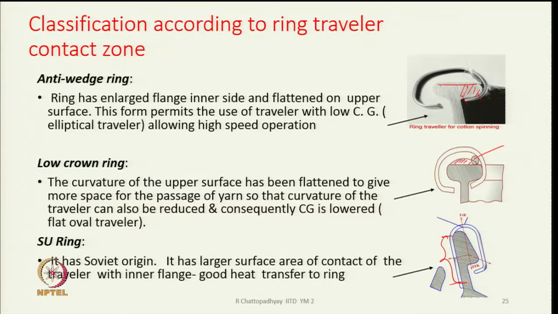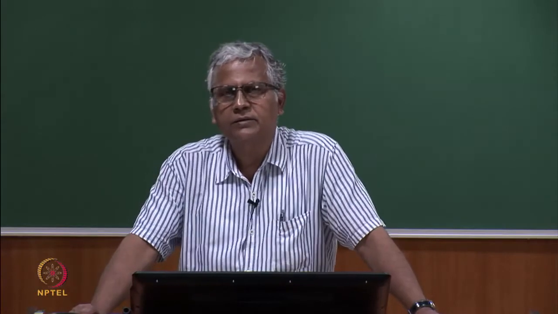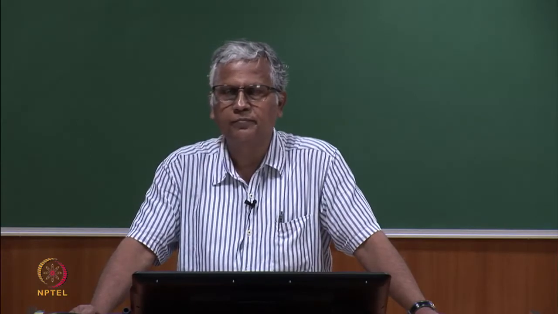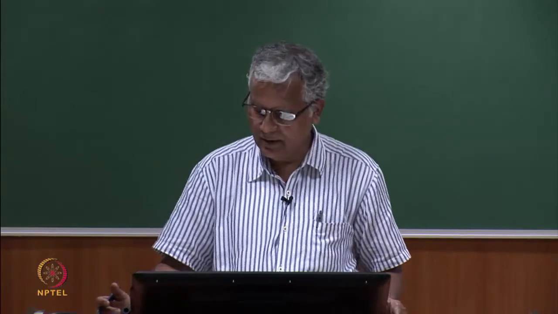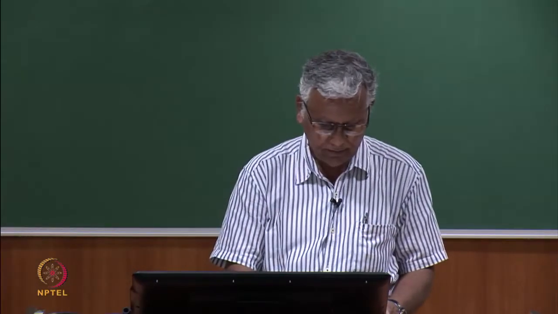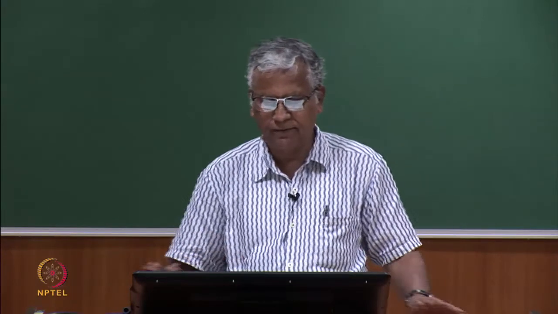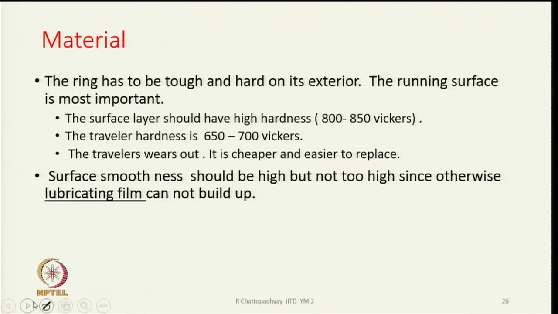So, basically people have been trying to play with the contact area between the traveler and the ring in terms of design modification. The other thing is how to create enough space for the yarn to pass through in between the traveler and the ring, so that the abrasion of the yarn with the ring can be minimized. If we cannot avoid it, at least we will try to minimize it. The ring has to be tough and hard on its exteriors. The material part of the ring we will now discuss.